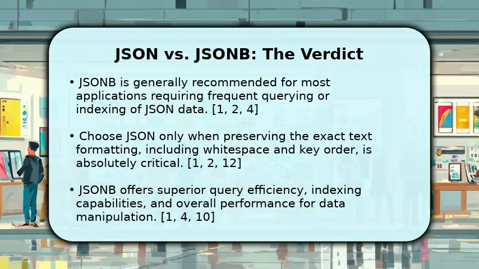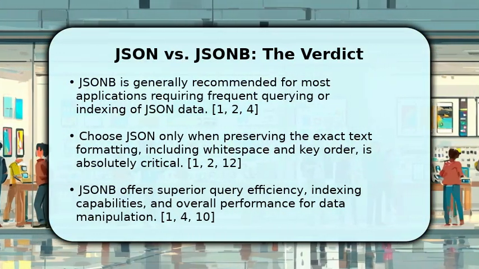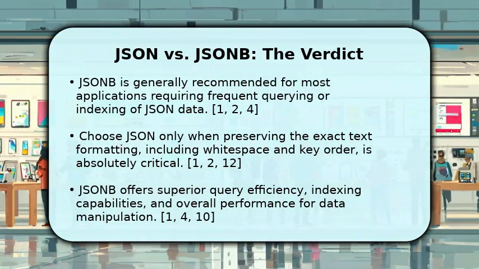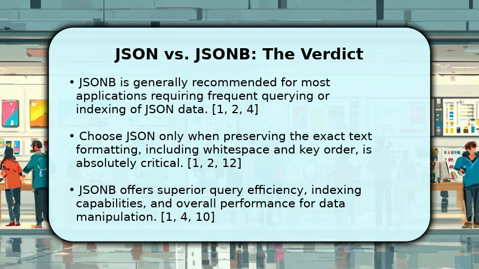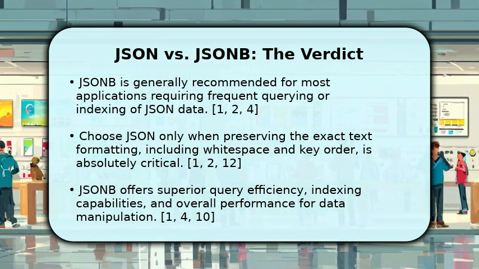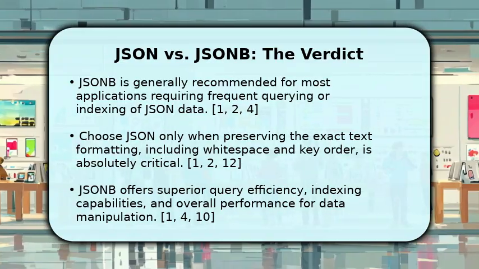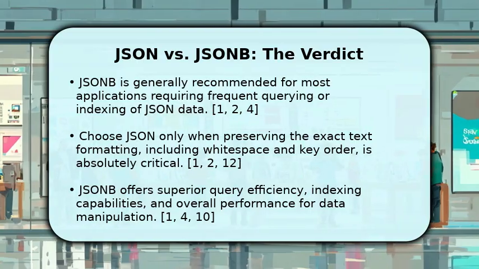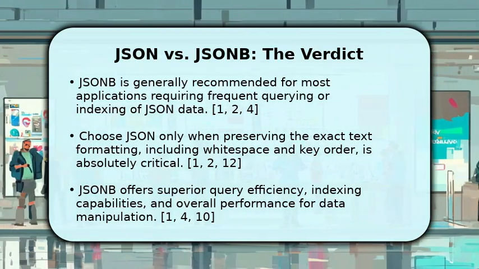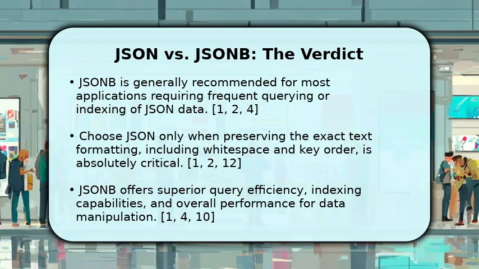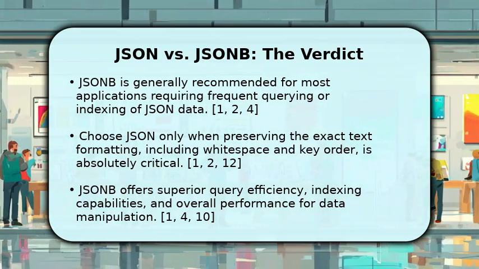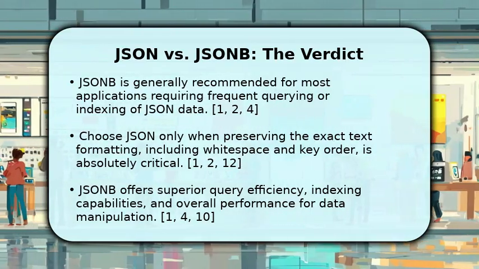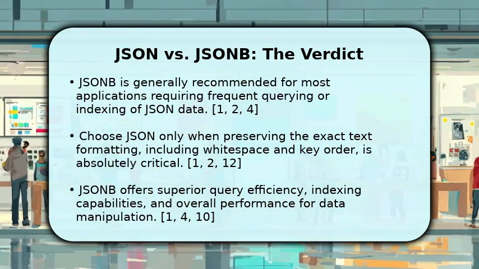So, which one should you choose? For the vast majority of applications, JSONB is the clear winner. Its binary format and support for advanced indexing, like GIN indexes, provide significantly faster query performance and greater flexibility for data manipulation. Only opt for JSON if you have a very specific need to preserve the exact textual representation of your data, including whitespace and key order, perhaps for logging or auditing purposes. Otherwise, embrace JSONB for a more efficient and powerful PostgreSQL experience.